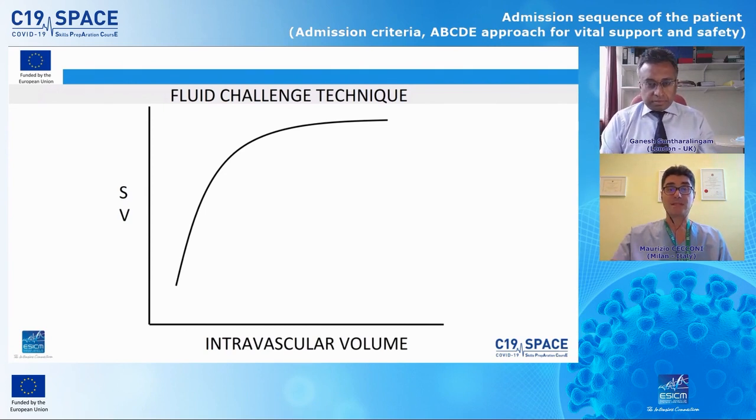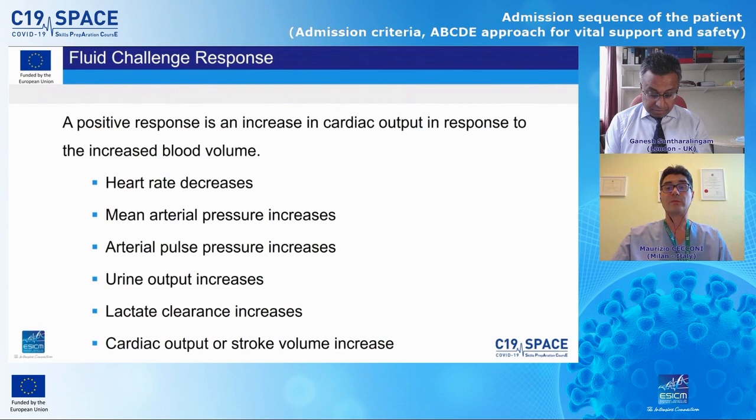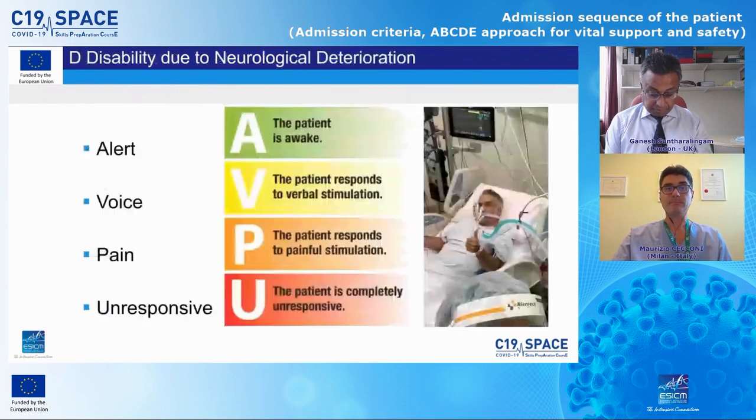A way to assess this while doing my examination could be to give a small bolus of maybe 250 ml of fluids over 15 minutes. The idea is to increase the intravascular volume and to see if I see improvement in variables such as heart rate, arterial pressure, and so on.